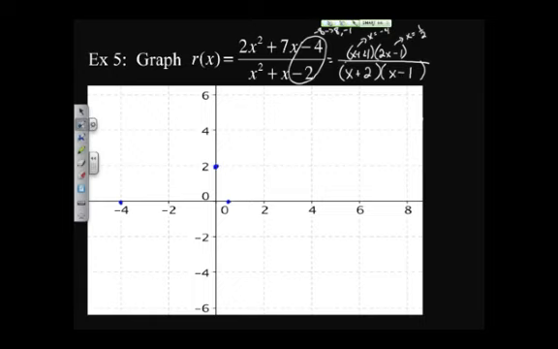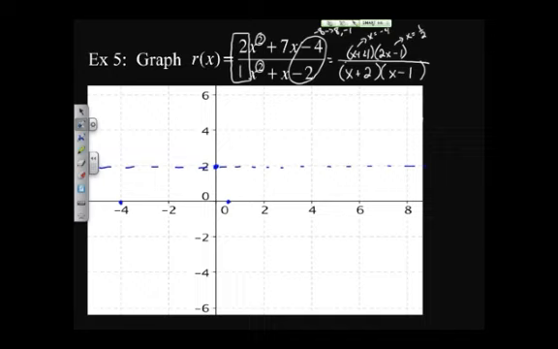Then we want to look at our asymptotes. Horizontal asymptote, notice the degrees are the same, so we look at the leading coefficients, and we get 2 over 1. So our horizontal asymptote is going to be this line, y equals 2. Now remember what that means. That means as you go to the left and the right, the graph will get close to that horizontal line.